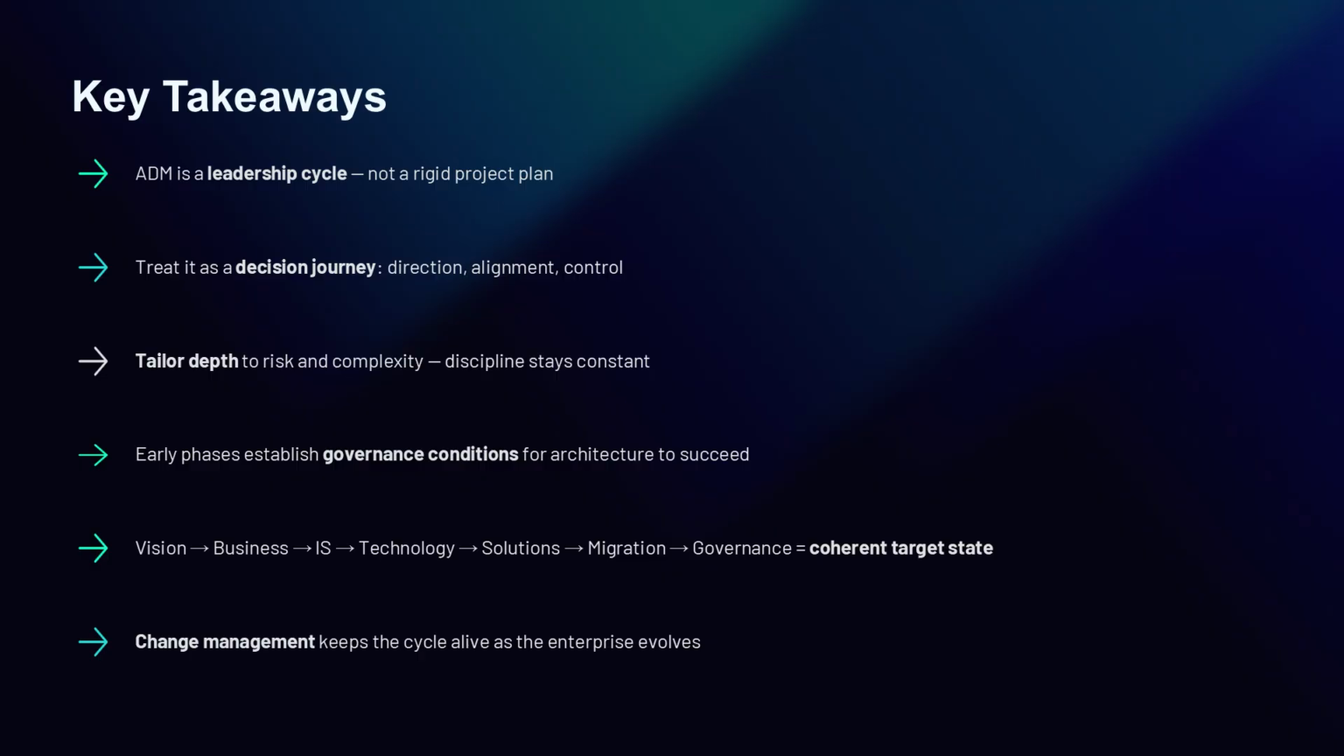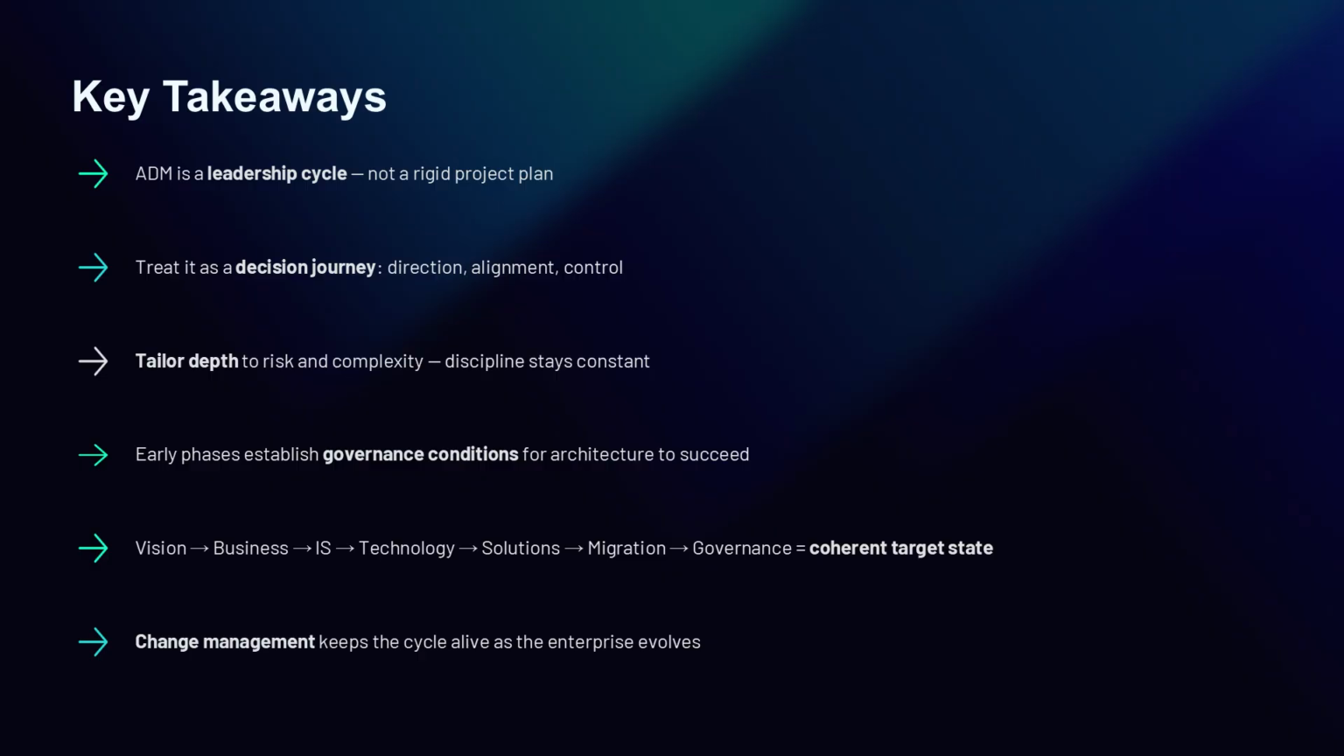You learned that tailoring is essential and you should right-size the depth of each phase based on risk and complexity without losing discipline. You learned that the early parts of the cycle establish the conditions for architecture success through governance, decision rights, and principles.